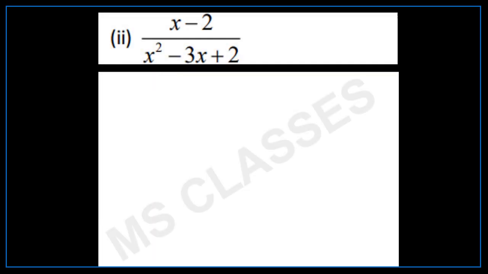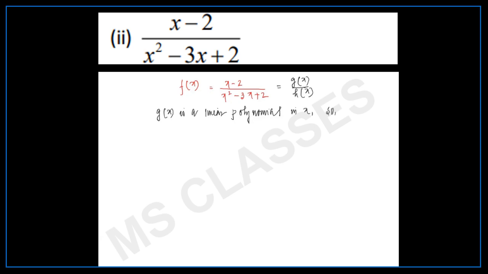It is given f(x) equals x minus 2 by x squared minus 3x plus 2. Now this function is in what form? This function is of the form g(x) by h(x). Now g(x) is a linear polynomial. g(x) is a linear polynomial in x.